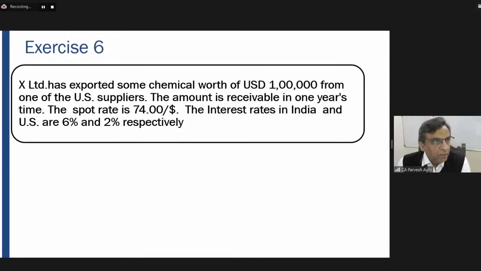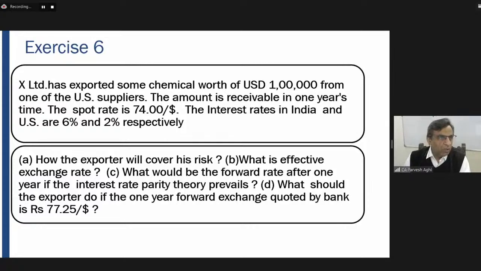X Limited has imported some chemicals worth 1 lakh US dollars from one of the US suppliers. The amount is receivable in 1 year's time. The spot rate is 74 per dollar. The interest rates in India and the US are 6% and 2% respectively. So X Limited basically is an exporter. How will the exporter cover his risk? What is the effective exchange rate? What would be the forward rate after 1 year if the interest rate parity theory prevails? What should the exporter do if the 1 year forward rate quoted by the bank is 77 points?